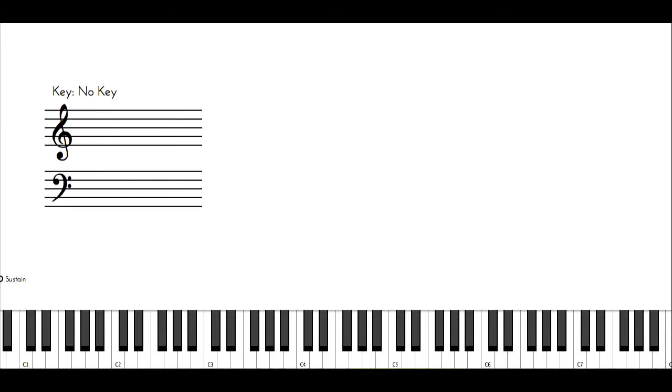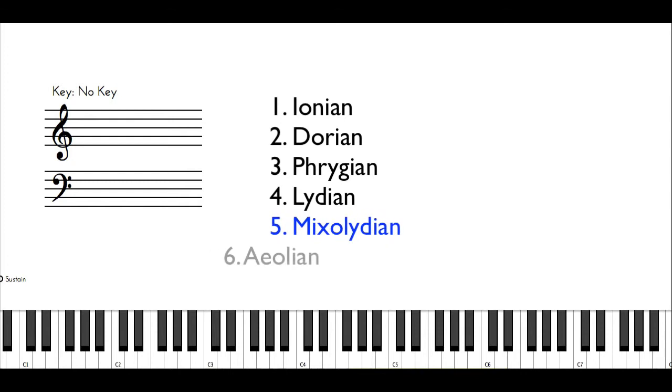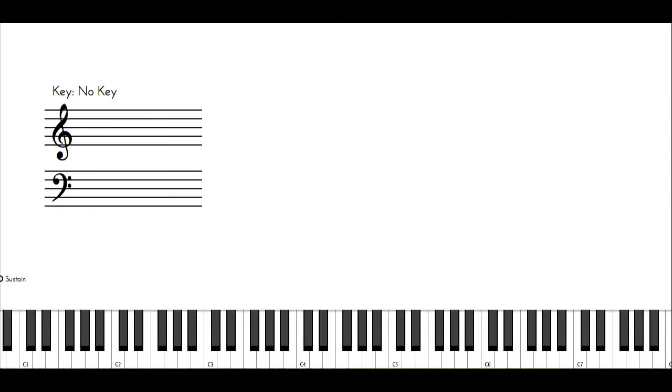So in today's video, we're going to be talking about the Mixolydian mode. It's the fifth mode in the major scale, and as a review, we're going to go over the 7 modes. The 7 modes are Ionian, Dorian, Phrygian, Lydian, Mixolydian, Aeolian, and Locrian. So the Mixolydian mode, again, is the 5th mode in the major scale. We're going to use the key of C because it's the easiest. So we have the C major scale, which is C, D, E, F, G, A, B, C.